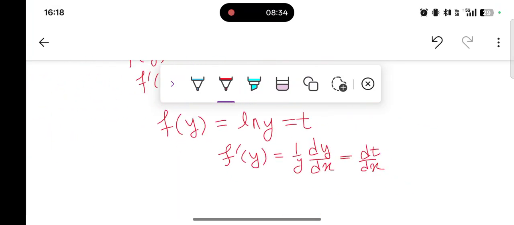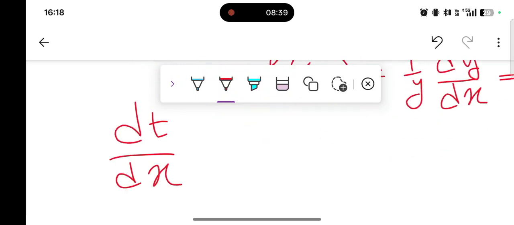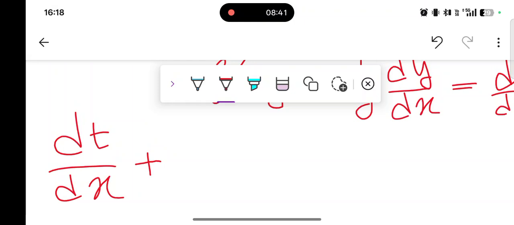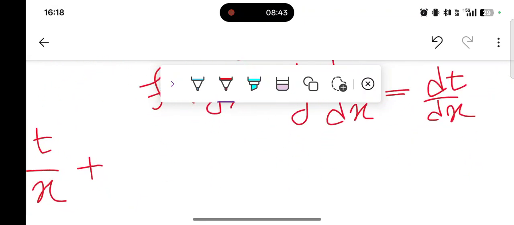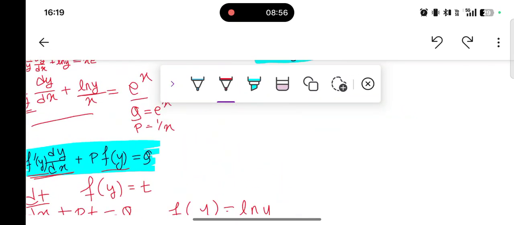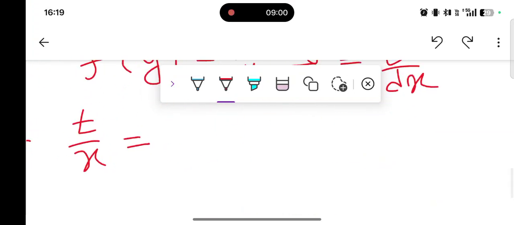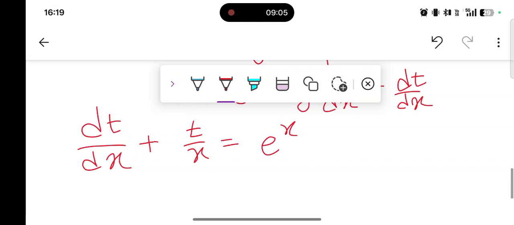We have to replace this. So this will be our dt by dx. The final equation will be dt by dx plus f y is converted into t. So this will be t by x, equal to q. And q is what? Wait a moment. Q is e to the power x. Right, q is our e to the power x. Very nice. Now we can easily solve it.